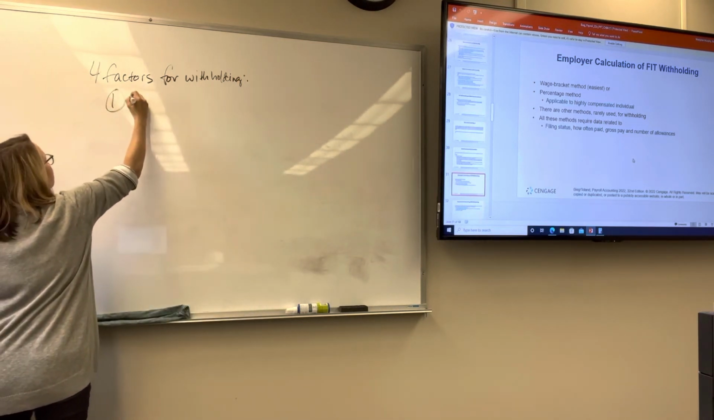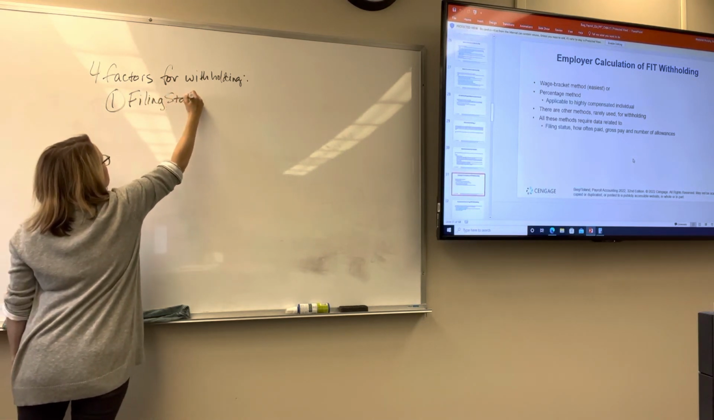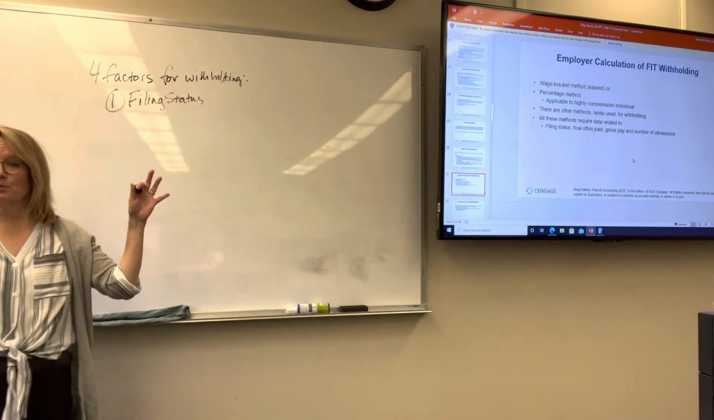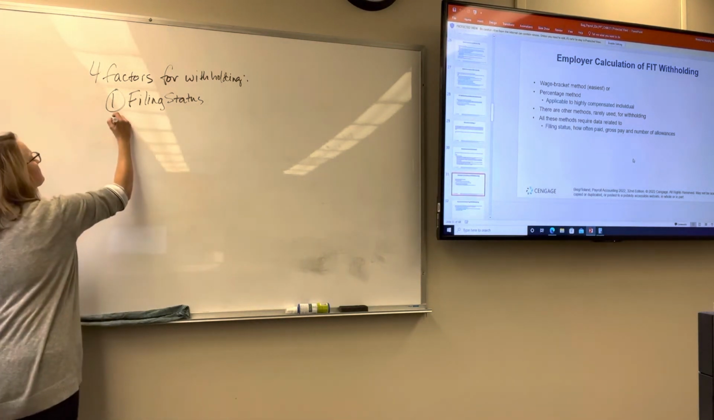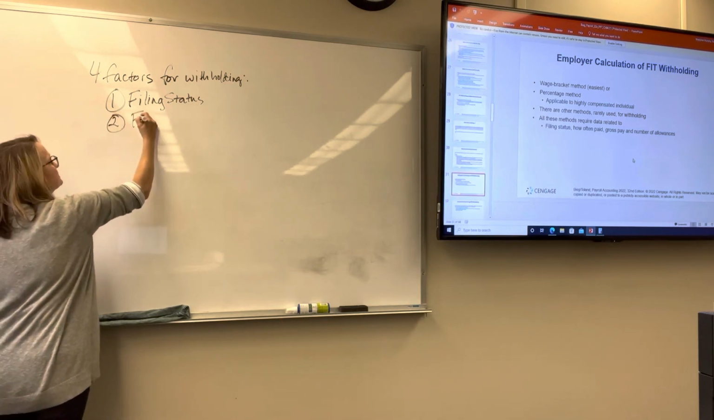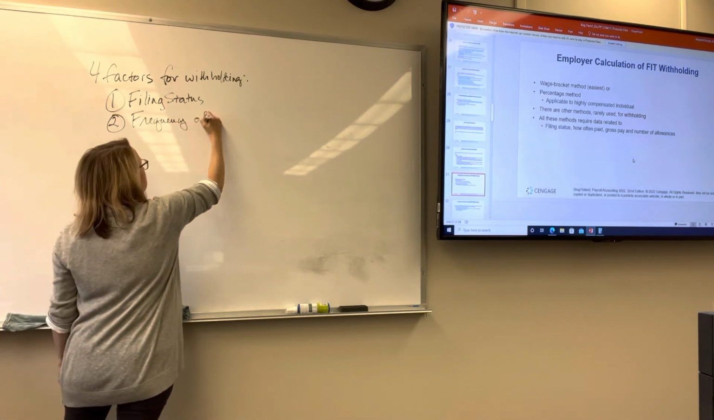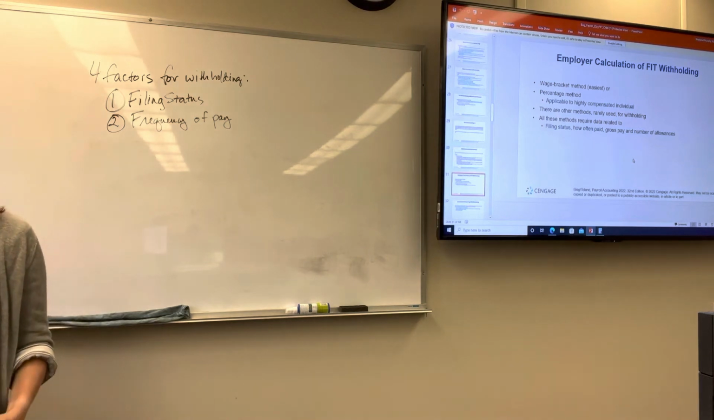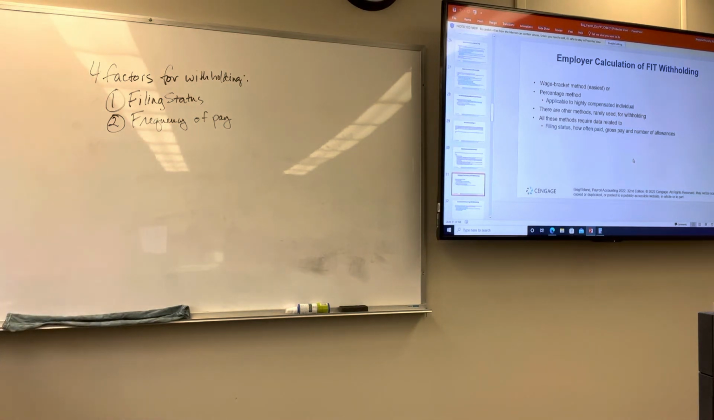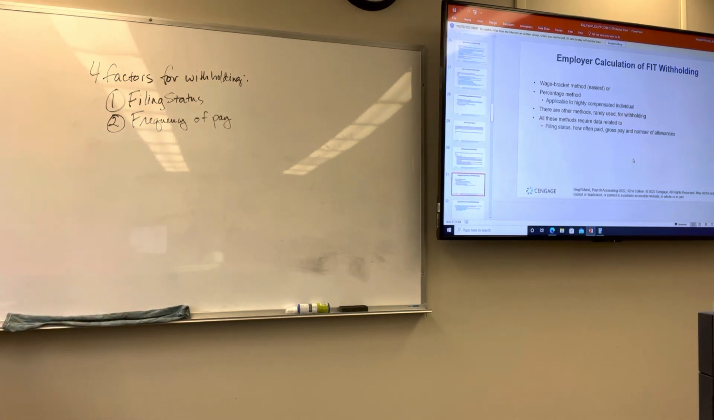First thing, filing status. That comes from the W-4. The employee determines that. Second thing you need to know is the frequency of pay. Weekly, bi-weekly, semi-monthly, monthly. You've got to know that because the amount of withholding is going to vary depending upon how frequently an employee is paid.